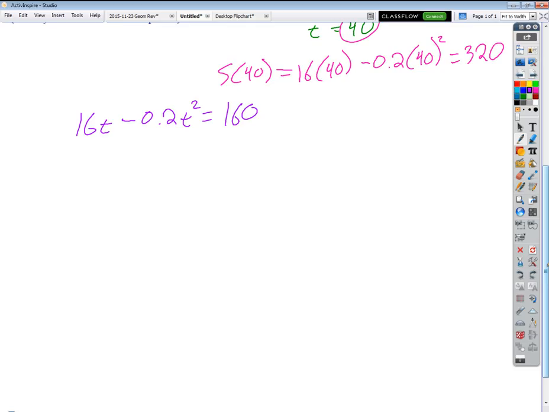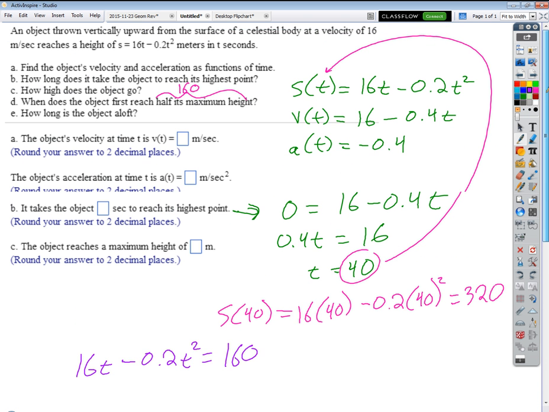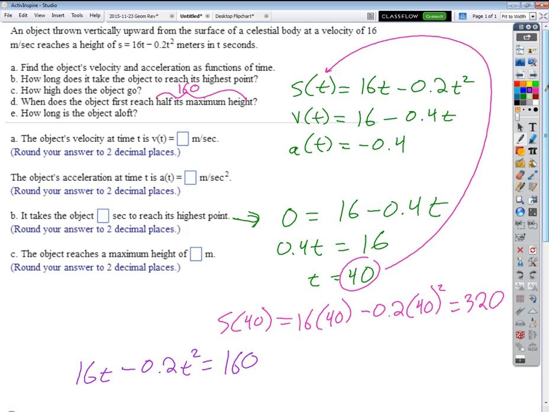So when we put it in, you choose the smallest, because they want to know when does it first reach half its maximum height. So it's going to reach it once on the way up, right? Then it's going to stop at the maximum height and come back down and fall through 160 again, right?